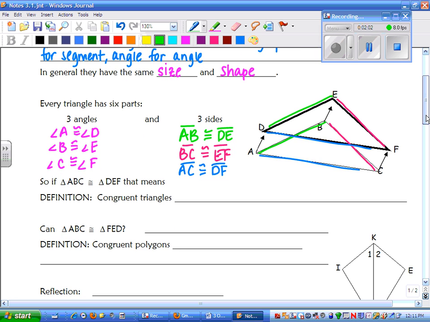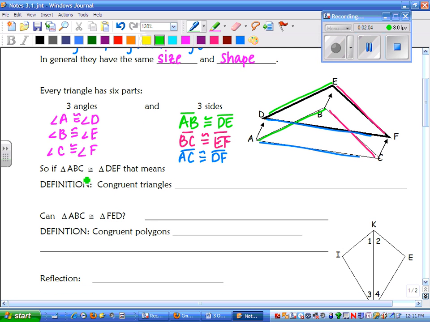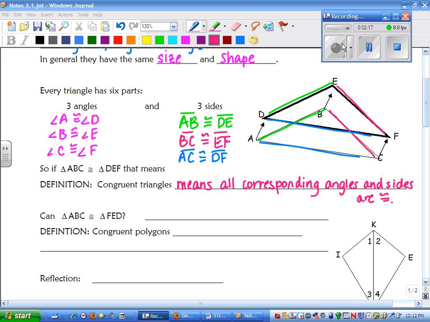Okay, so because these triangles are congruent, we can write this triangle congruency statement. Triangle ABC is congruent to triangle DEF. Okay, congruent triangles basically means all corresponding angles and sides are congruent. Okay, so corresponding angles and sides, angle A corresponds with angle D, B with E, C with F, and same with the sides.